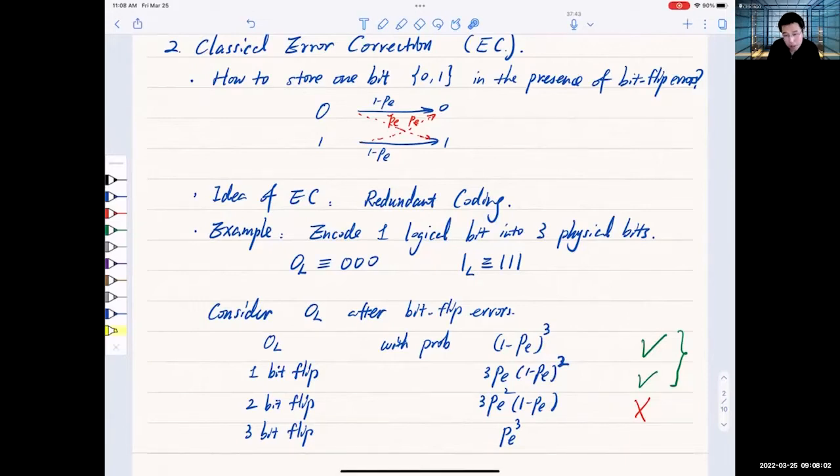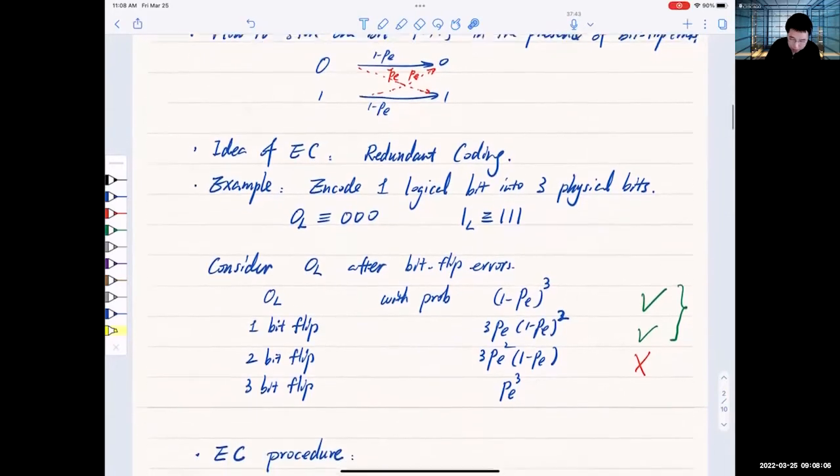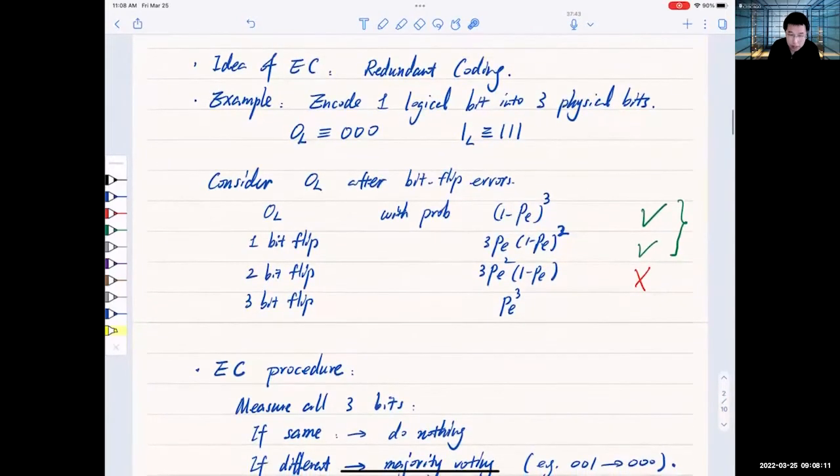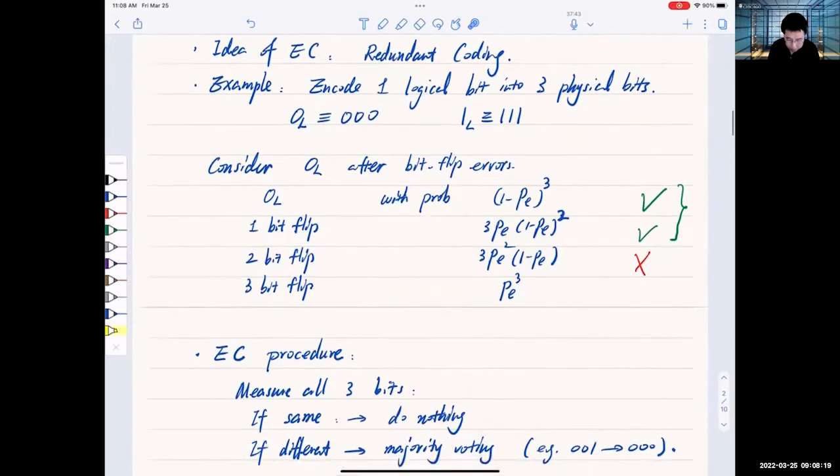Okay, so now with the repetition code, we can correct up to 1 bit flip error by the following procedure. Basically, we measure all 3 classical bits and check if they are the same or different. If all 3 classical bits are the same, we do nothing, because very likely no bit flip error happened. If they are different, that indicates definitely some bit flip error happened. Then we do majority voting, depending on whether the majority is 0 or 1, we follow the majority. For example, in the case of 0, 0, 1, we will say the original state was 0, 0, 0, because it's more likely to have a bit flip on the last bit rather than a bit flip on the first 2 bits. Therefore, we follow the majority voting rule.